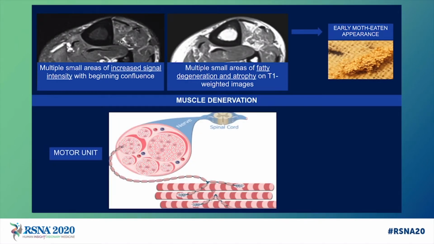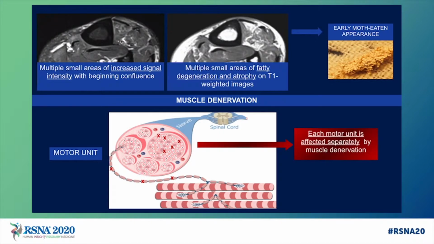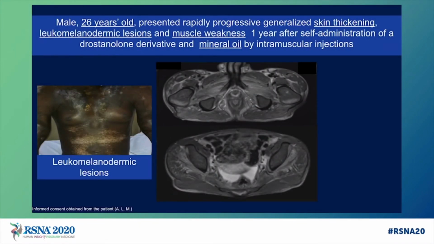And when we look here in this illustration of the motor unit, we can see that on muscle denervation, each motor unit is affected separately. That's why we have some muscle fibers that could be preserved, and that's why we have this early moth-eaten appearance lesion.